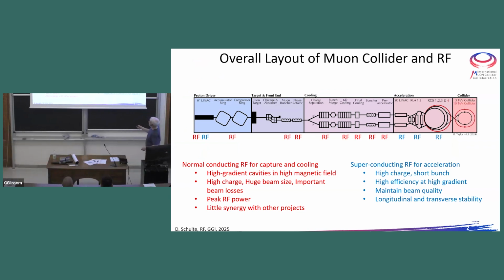Just if you look at the overall layout of the muon collider, you have plenty of RF. You have normal conducting RF at the beginning of the H- LINAC. You have superconducting RF for most of the LINAC. You have normal conducting RF in the accumulator and compressor ring, in the capture, then in the cooling system, and then you go to, again, superconducting RF here in the accelerating part. And you have a very little bit of RF in the collider ring.